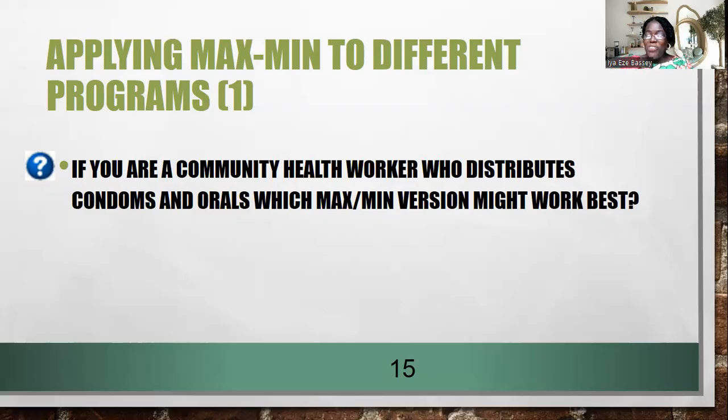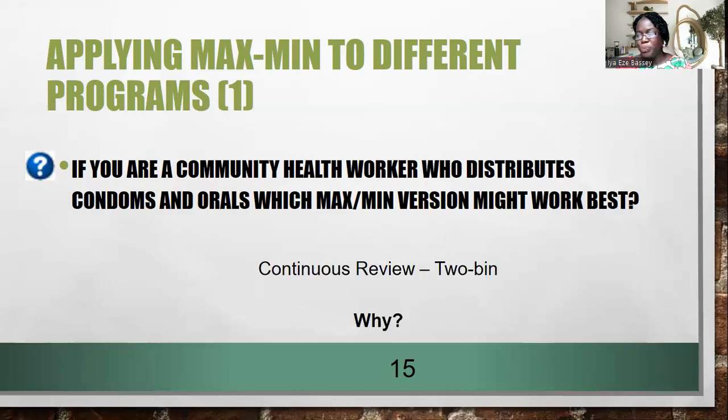All right. If you said the continuous review, the variation of which I'm talking about is the 2-bin variation, then you are correct. Why do we want to use the 2-bin variation? We want to use the 2-bin variation because there are fewer products to distribute at the community level, and usually at that community level, you may not be able to find highly skilled personnel.